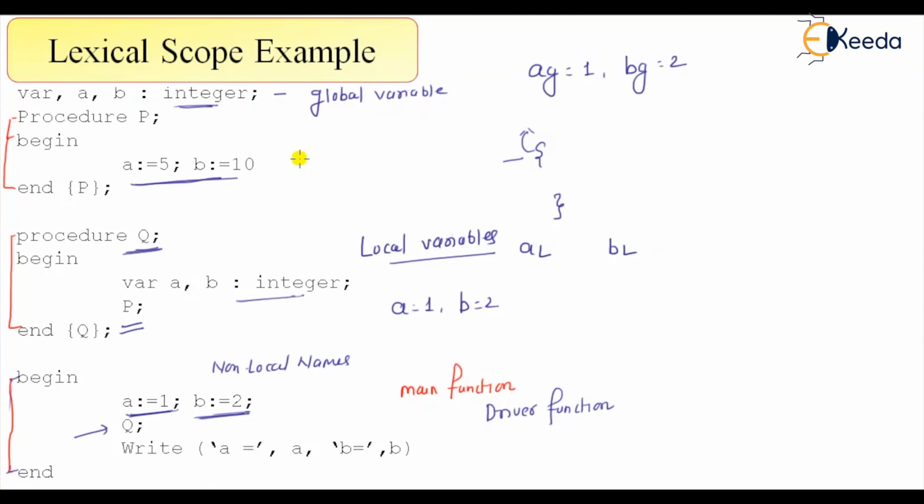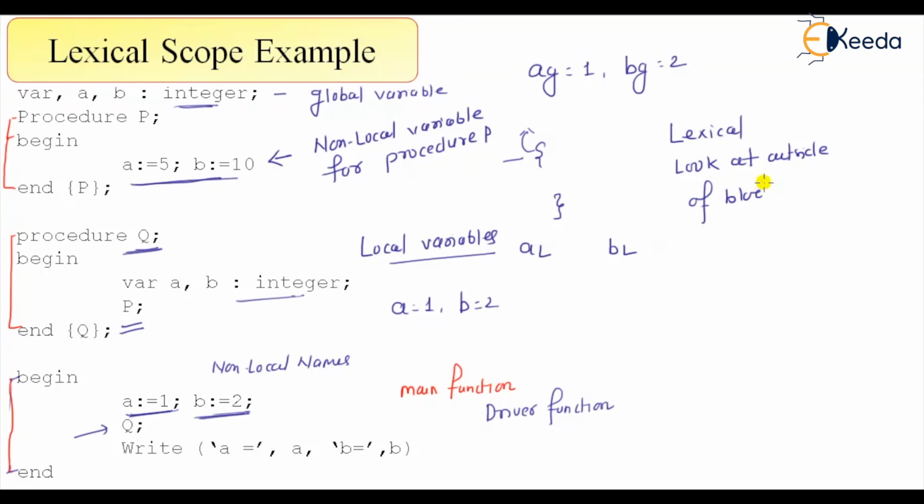Now this is a equal to 5, b equal to 10. This is certainly a non-local variable for procedure P. Now the question is which a and b it will refer to. The answer in lexical scoping is very simple: look outside of the block.